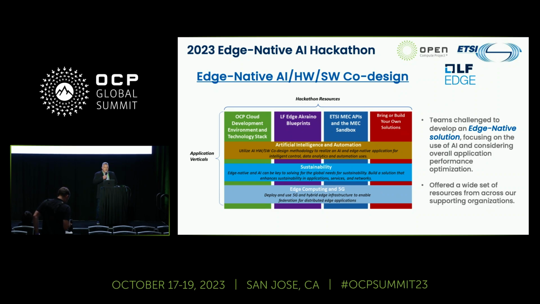LF Edge also contributed their Crano blueprints, which are very helpful. A lot of these blueprints have been certified to run on OCP's Open Edge hardware, so we're familiar with them, but they're pretty powerful. Then we had ETSI, who contributed their Mobile Edge Cloud APIs and their sandbox, which allows developers to simulate mobile data in real time and, using their APIs, synthesize results as if they were really connected to a mobile network.